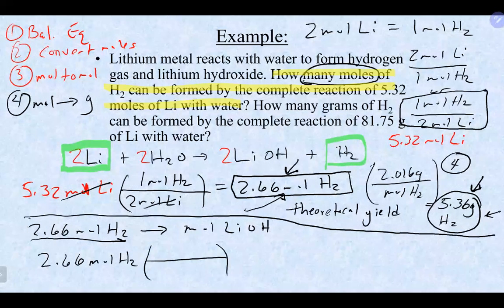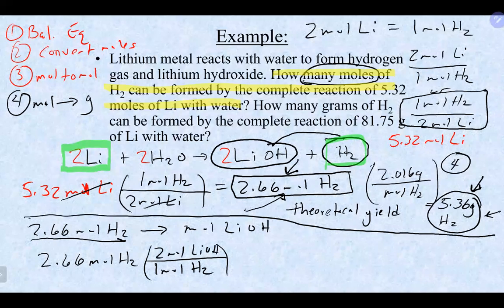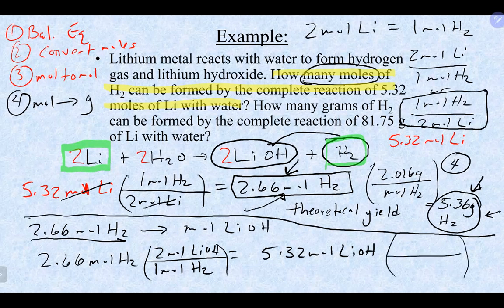And now between H2 and lithium hydroxide is what we would want to look at. This would be 1 mole of H2 on the bottom, gives us 2 moles of LiOH on top. And that will take us to 5.32 moles of lithium hydroxide that would have also been produced in this reaction. And that would have been the theoretical yield of lithium hydroxide. And once again, you could have used the molar mass of lithium hydroxide to figure out how many grams that would have been as well.